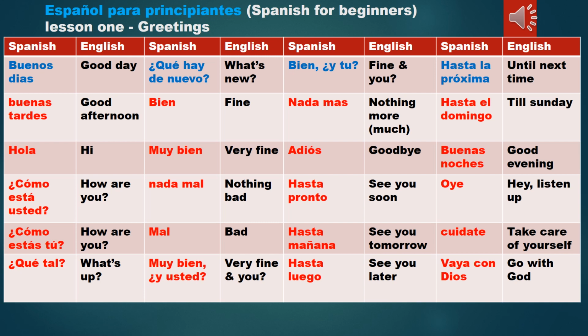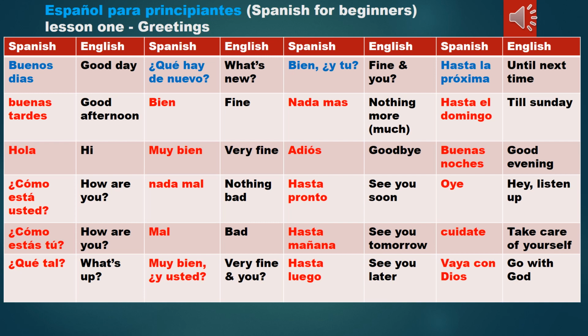Hola, already you've heard me say hola. So I hope you're repeating this after me. Hola is hi. And then, I've already told you, you've already heard ¿Cómo está usted? Normally in Spanish you don't say ¿Cómo está usted? That usted, which means you, the formal you, you just say ¿Cómo está? It means how are you, formally.